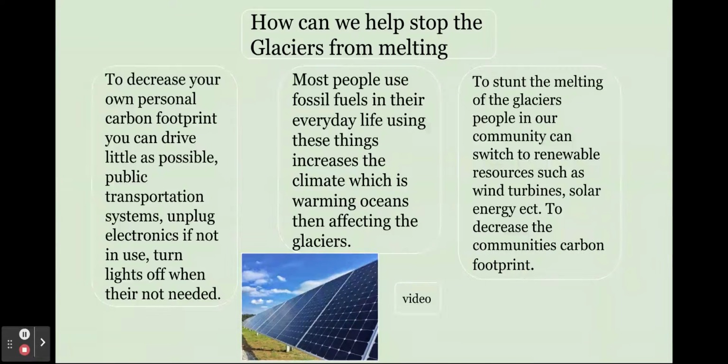Most people use fossil fuels in their everyday life. Using these things increases the climate, which is warming the oceans and affecting the glaciers. To stunt the melting of glaciers, people in our community can switch to renewable resources such as wind turbines, solar energy, etc. to decrease the community's carbon footprint.